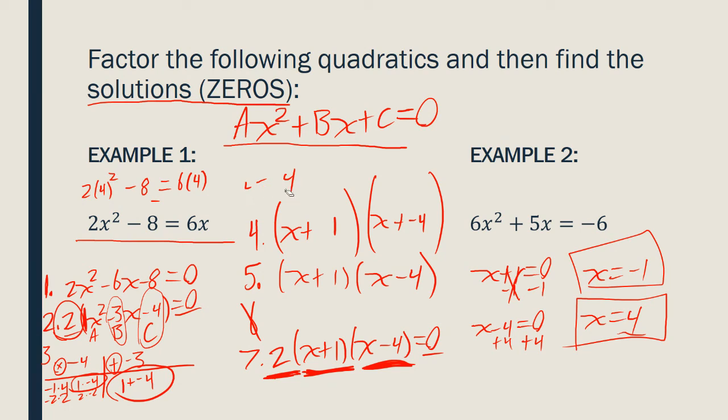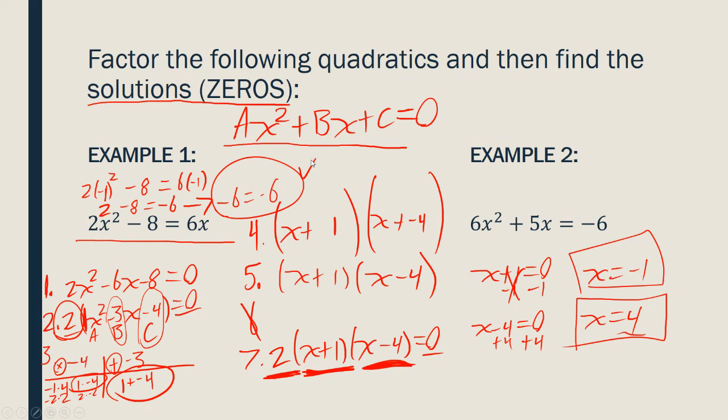Now let's double check -1. So I'm going to plug -1 in here for x and see if I still get an equal expression. -1 squared is a positive 1, which gives me 2 times 1, which is 2, minus 8 equals 6 times -1, which is -6. And 2 minus 8, indeed, is -6. So I know I must have done that correctly. I've double-checked both my solutions, and they do, in fact, work.